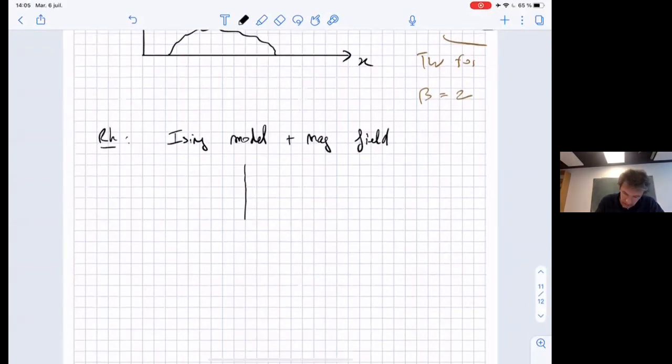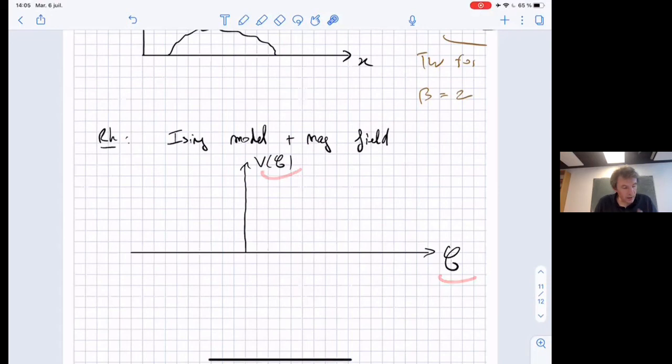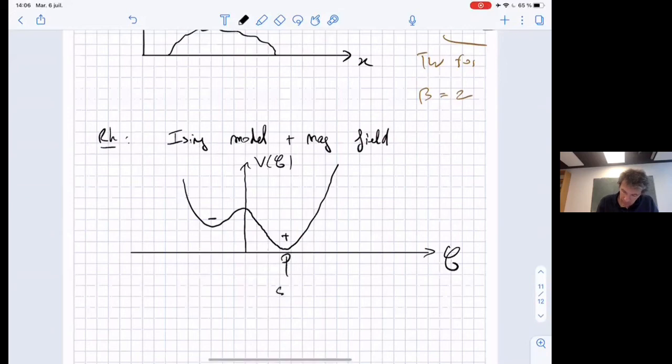If you just look at, say, the V of C, this is a cartoon of V of C as a function of the space of configurations, and this is the associated V. So typically, if you add a magnetic field, instead of having the typical Phi-4 or Mexican hat double-well potential, it will be shifted. So you would have something like that. This is the minus one, and this is the plus one. This would be the stable phase, and this would be the unstable phase.